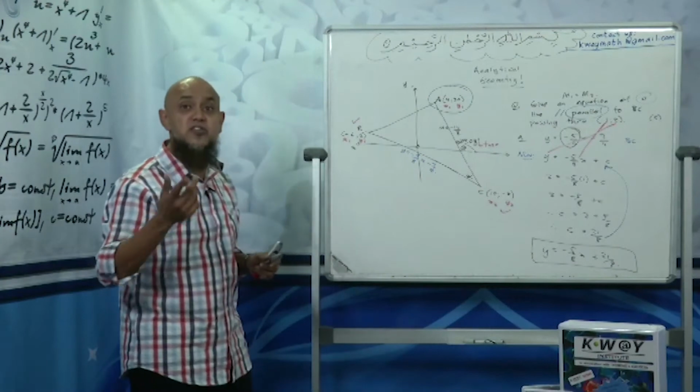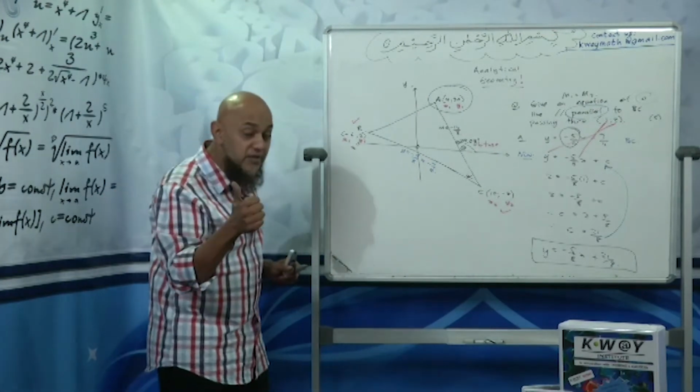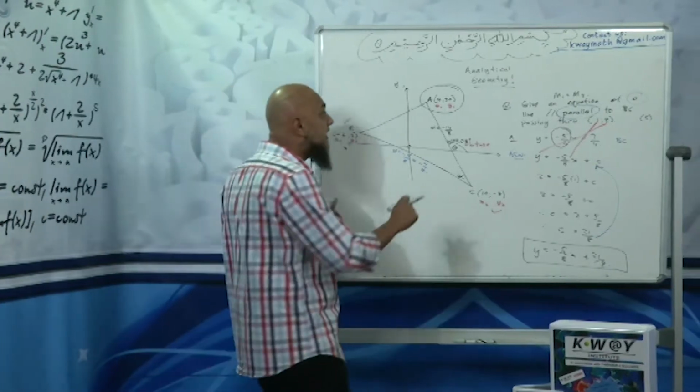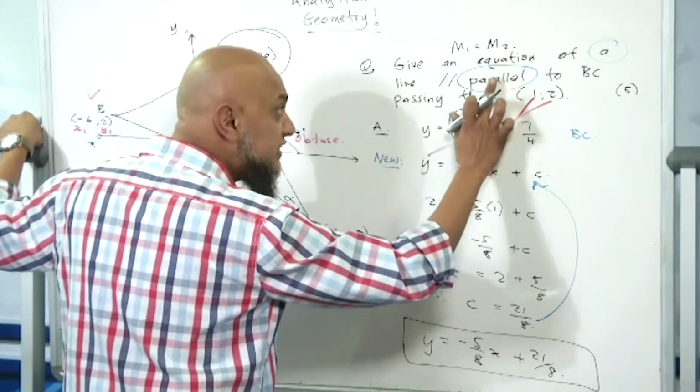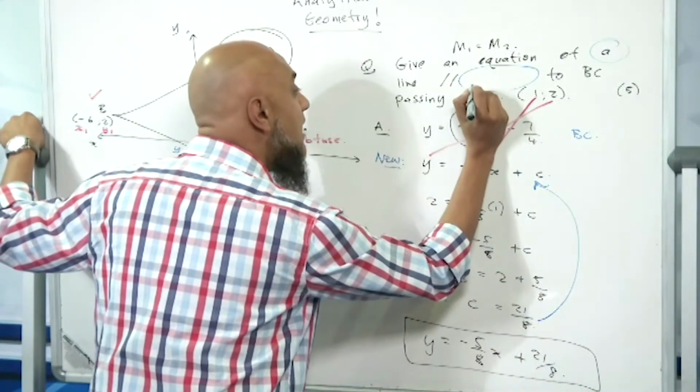We're now going to do the next question. Give an equation of a line perpendicular. Now this is very important, grade 11s and 12s. Give an equation of a line. We're now changing the question. So instead of saying parallel, we're now saying perpendicular.